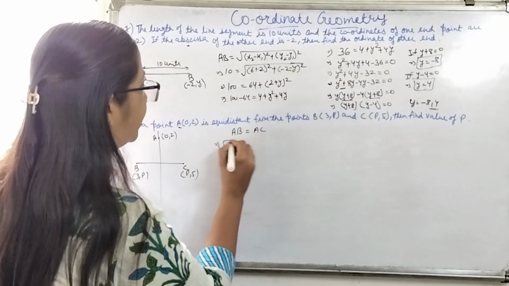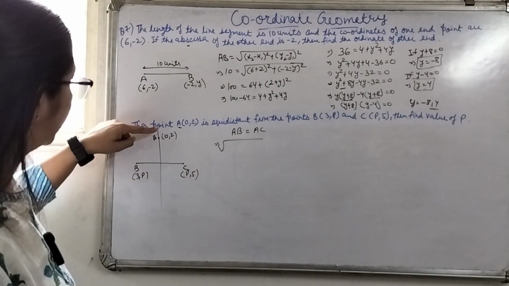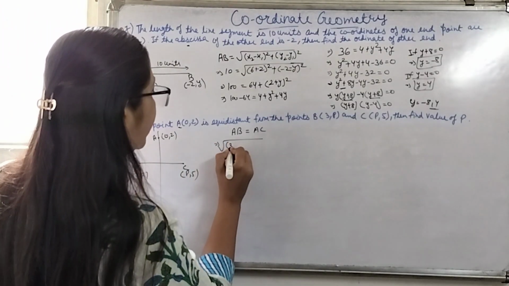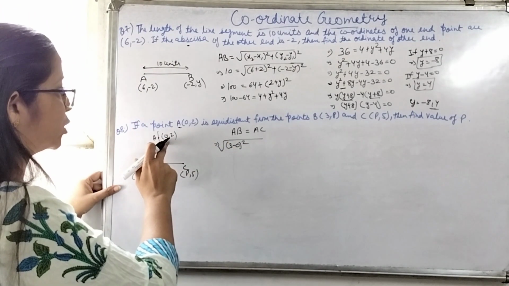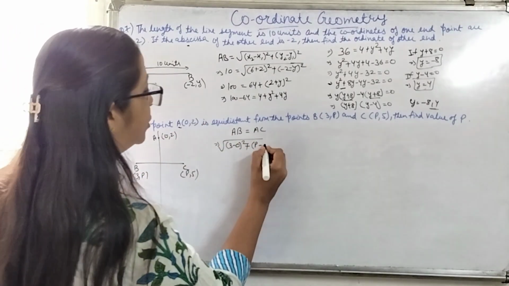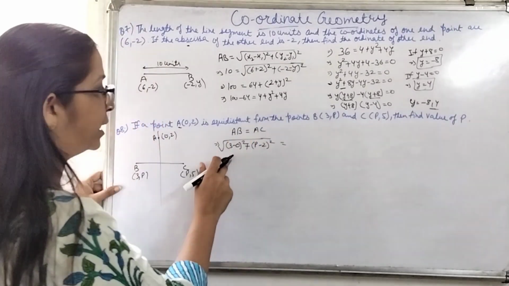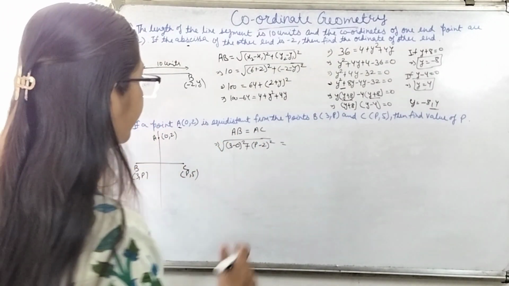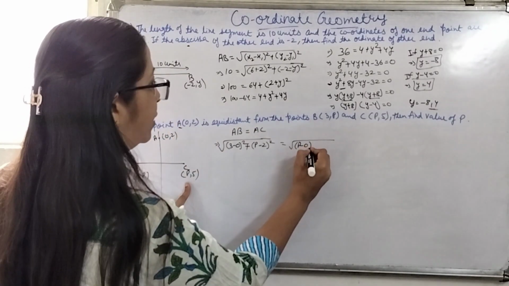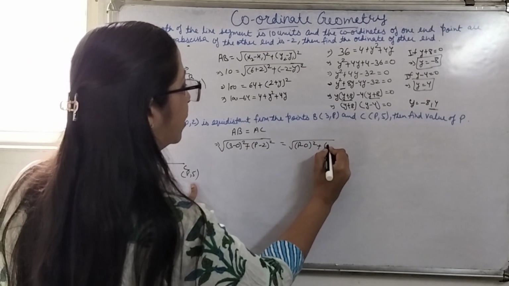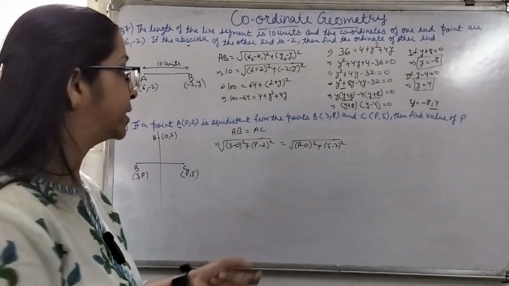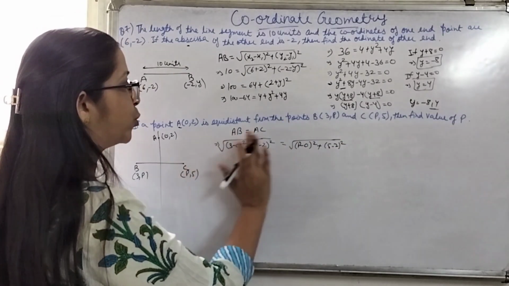So what will the value of AB be? If I take this as your x1, y1, and this is x2, y2, it will be root of (3 minus 0) whole square, x2 minus x1 whole square, plus y2, which is P, minus y1 whole square. This is the AB length. And AC length will be root of (P minus 0) whole square plus (5 minus 2) whole square. If this is equal, we square both the sides, so their square root sign will be removed.